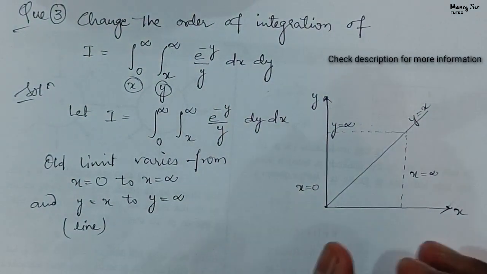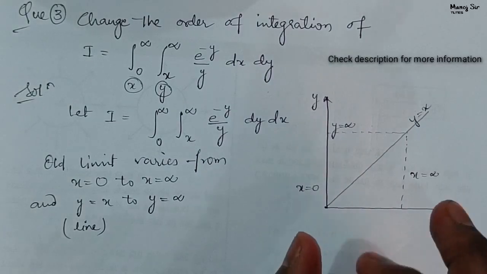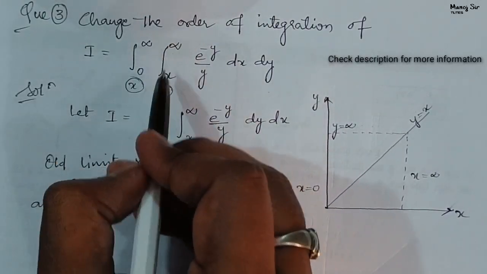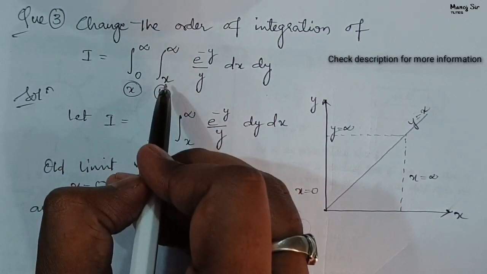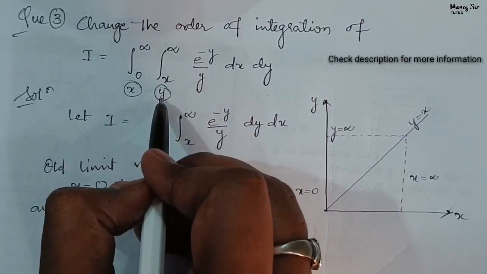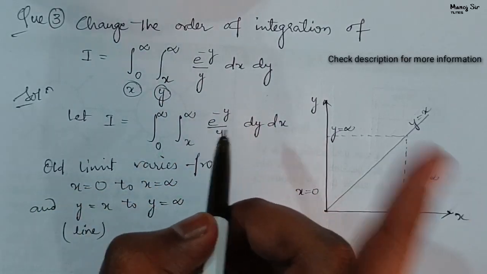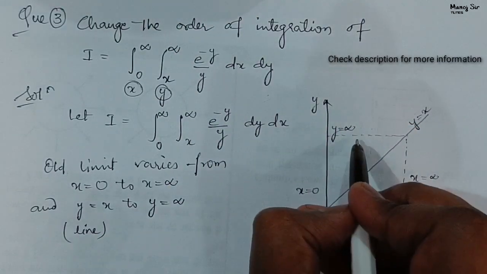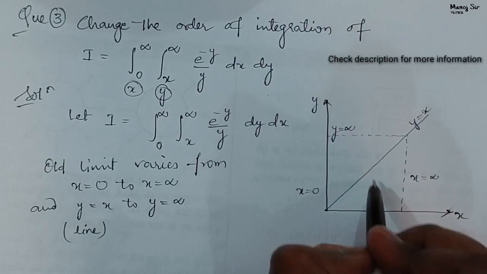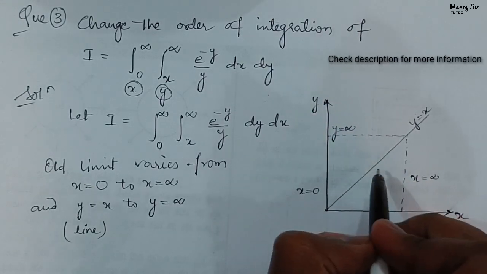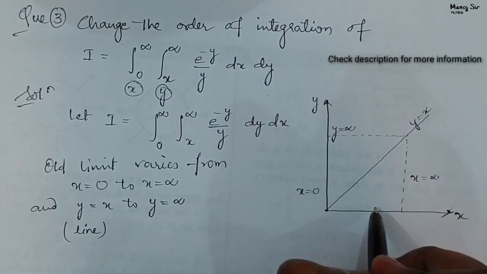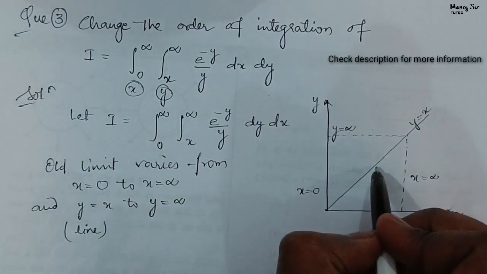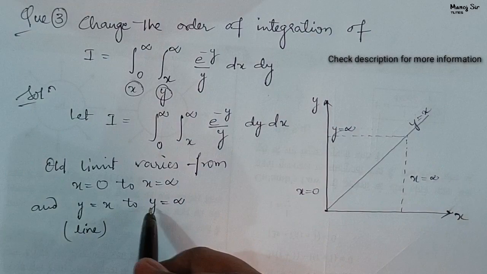Now, what is important? We must understand whether the strip is vertical or horizontal. Looking at this, first we have limits of y. Then we can say the strip is parallel to y-axis, or you can say the strip is vertical. Then we must understand where it should be, whether it is here or here. If we consider the vertical strip as here, the lower limit of y should be 0 and the upper limit of y should be y equals to x.